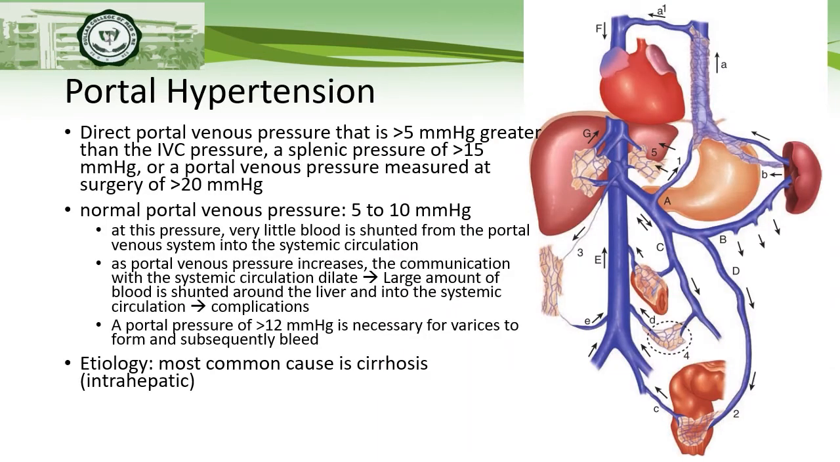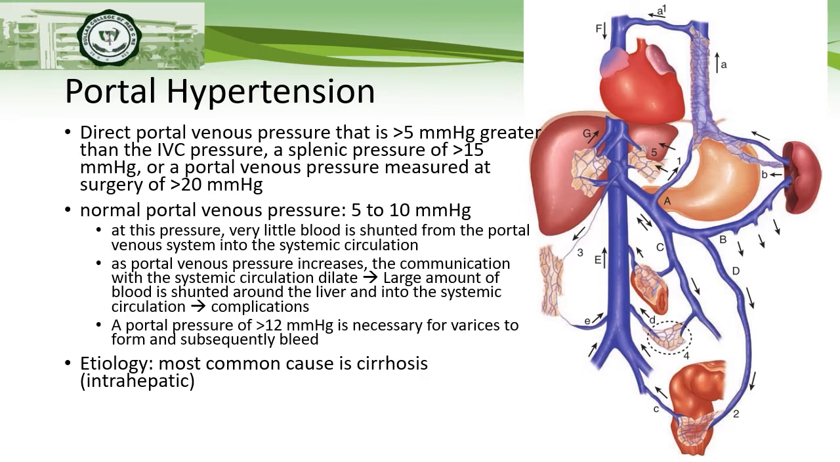In the average adult, 1,000 to 1,500 ml per minute of portal venous blood is supplied to the liver. However, this amount can be significantly increased in the cirrhotic patient. The portal venous system is without valves and drains blood from the spleen, pancreas, gallbladder, and abdominal portions of the alimentary tract into the liver. The normal portal venous pressure is 5 to 10 mmHg. At this pressure, very little blood is shunted from the portal venous system into the systemic circulation. As portal venous pressure increases, however, collateral communications with the systemic circulation dilate, and a large amount of blood may be shunted around the liver and into the systemic circulation.